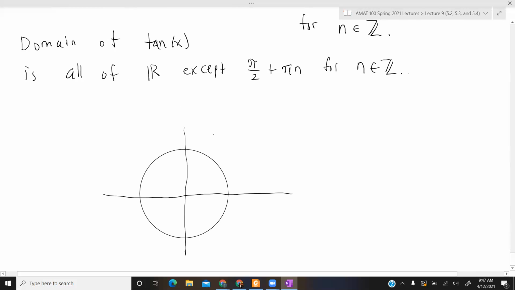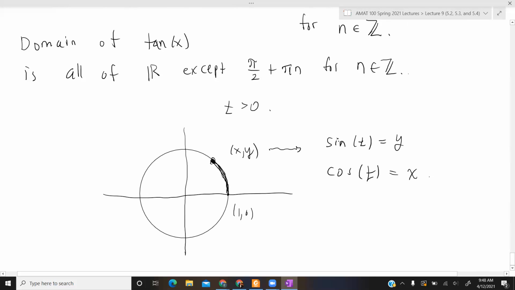So if I give you a number t, for simplicity, let's take t to be some positive number. You start at your reference point (1, 0). t determines some point on the circle, say here. So you travel along this arc right here. This determines a point x and y. So sine of t is equal to y by definition, and cosine of t is equal to x.